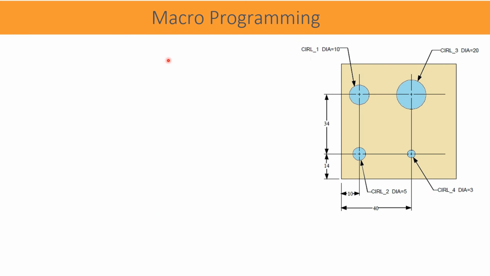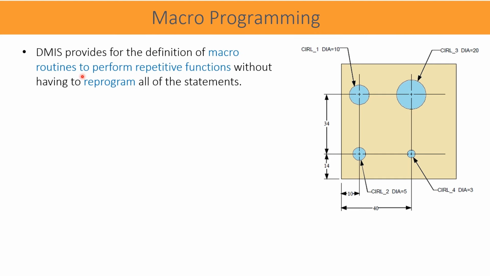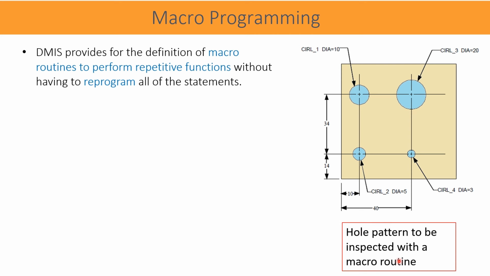One very important advantage of DMIS language programming is that we can write macro programs. A macro program is a short program which can be used as a subroutine in the main program, and it is readily available. For example, for a repetitive measurement requirement, what we show in this drawing is a hole pattern to be inspected with a macro routine.